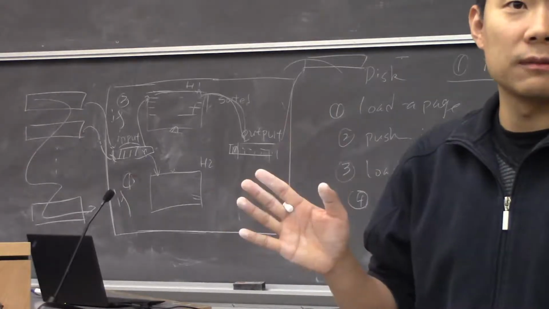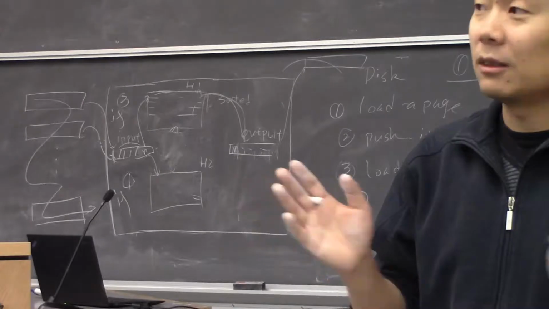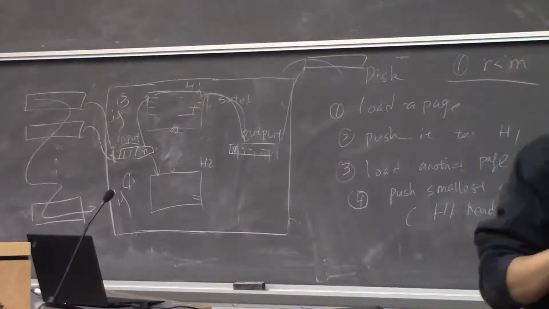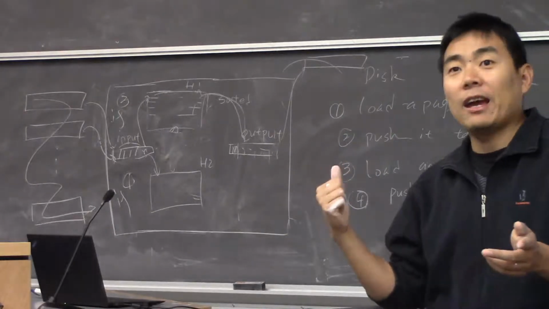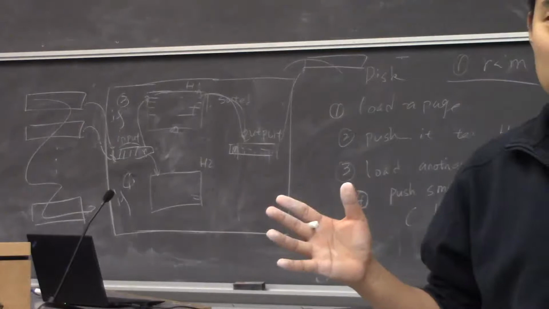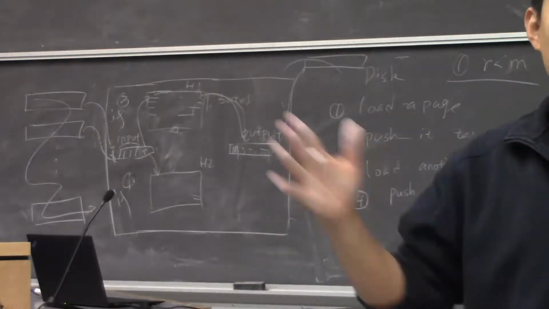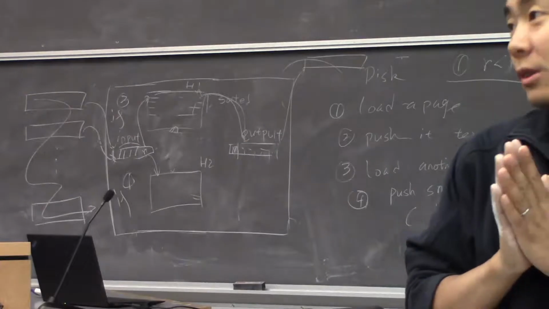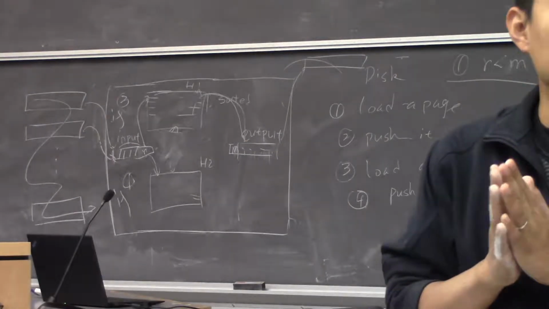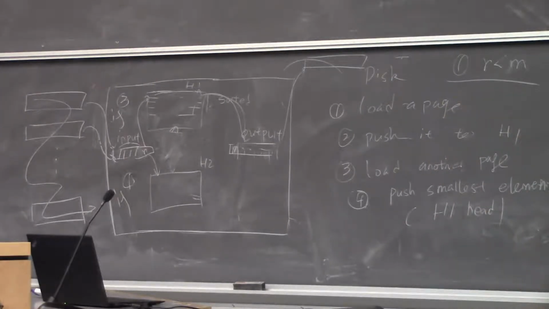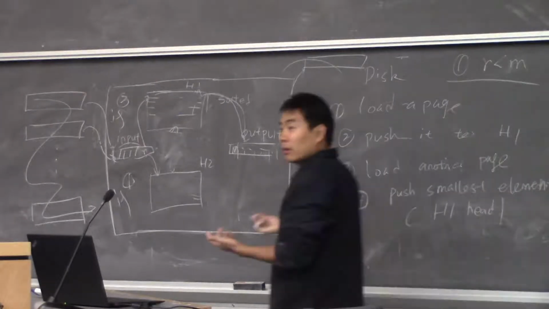You follow me? But if it's smaller, you can't safely push it to H1 and still ensure that all the elements pushed out from H1 so far observe the order you want to enforce. That's the critical observation. Do you follow me? And that's why if R is smaller than M, you push it to H2.